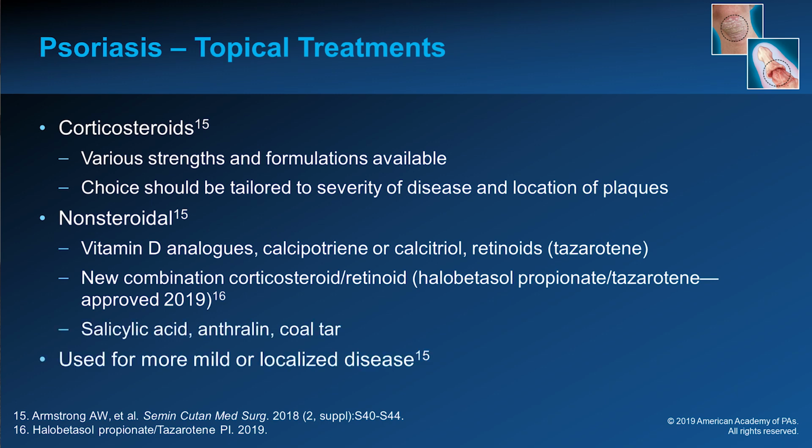And then the old mainstays of salicylic acid, anthralin, coal tar tend to be a little messy, a little smelly, but there are agents that are still available as well for treating. So this is for more mild disease or more localized disease.